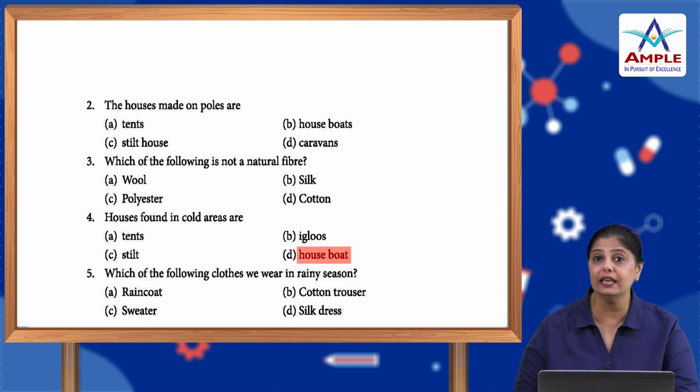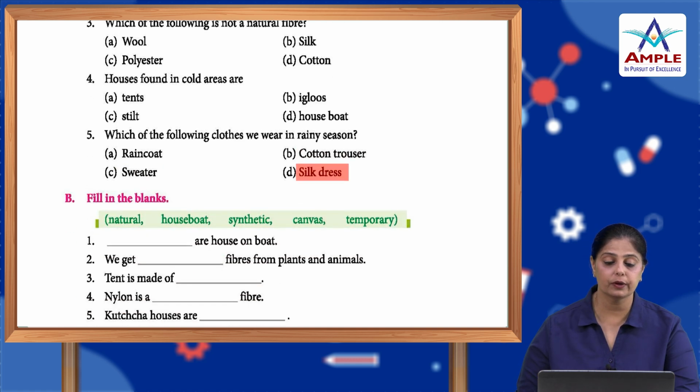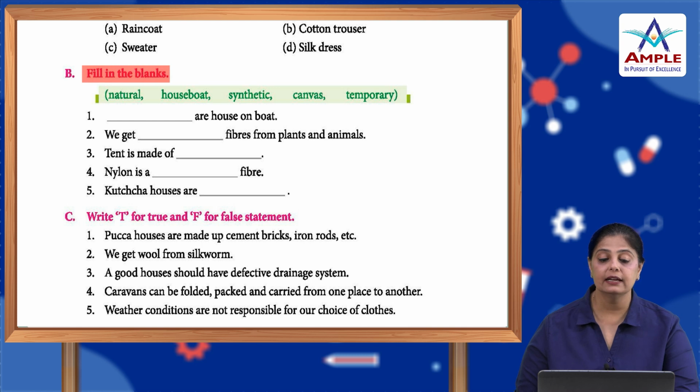They are B, igloos. Which of the following clothes we wear in rainy season? Raincoat, cotton trouser, sweater or silk dress? We wear a raincoat. Now, fill in the blanks. Dash our house on boat. They are houseboat. We get dash fibers from plants and animals. We get natural fiber from plants and animals.